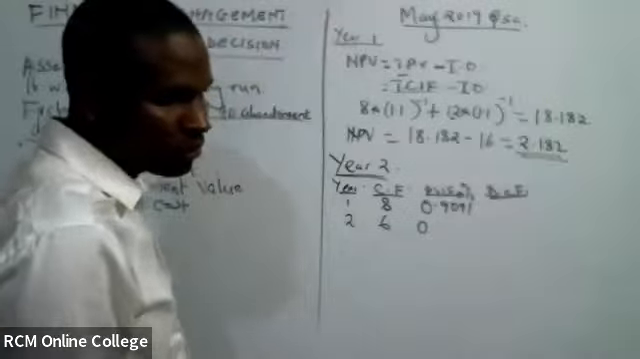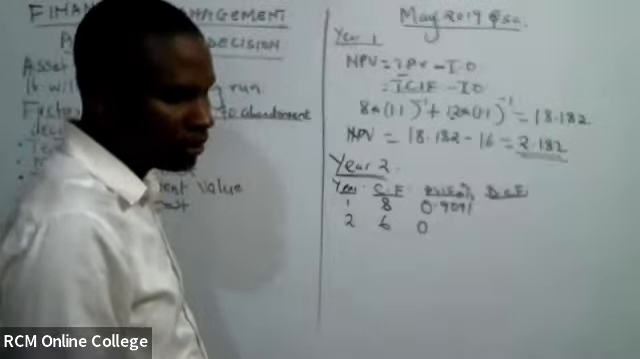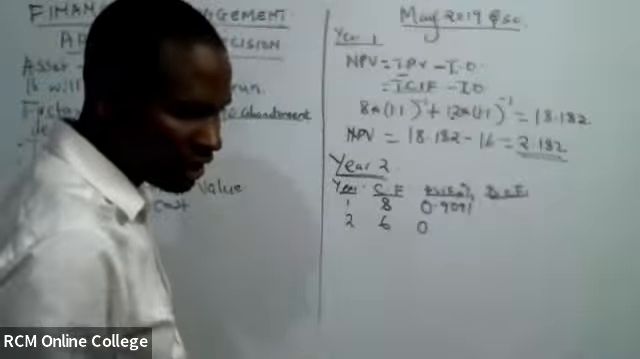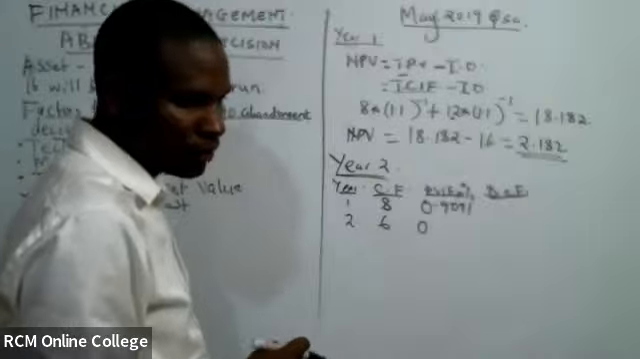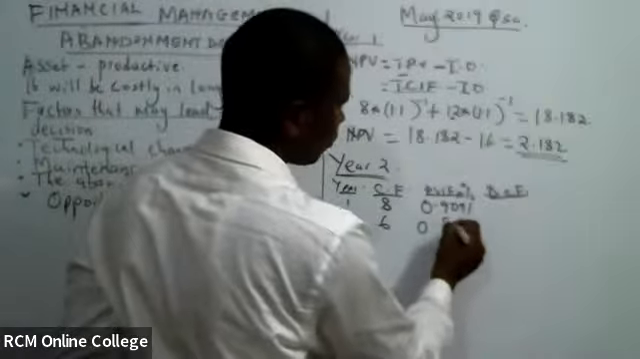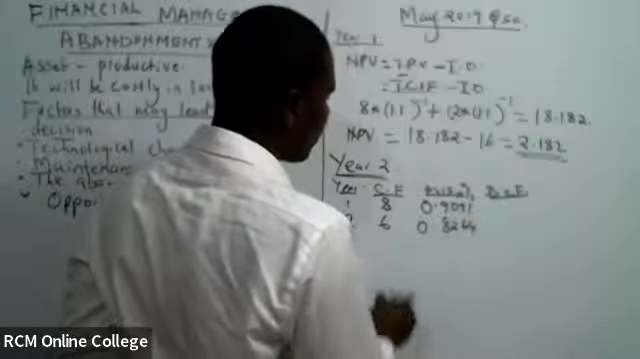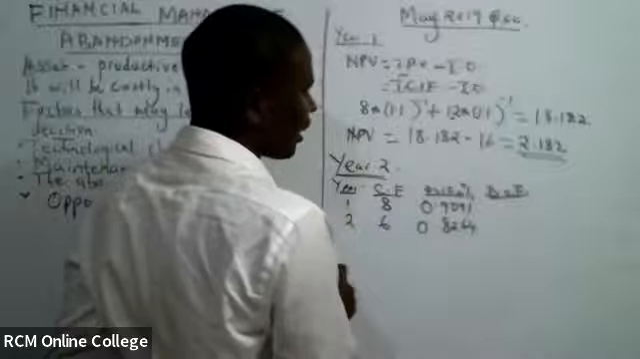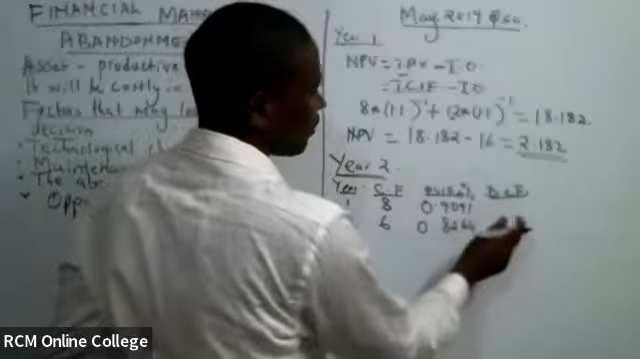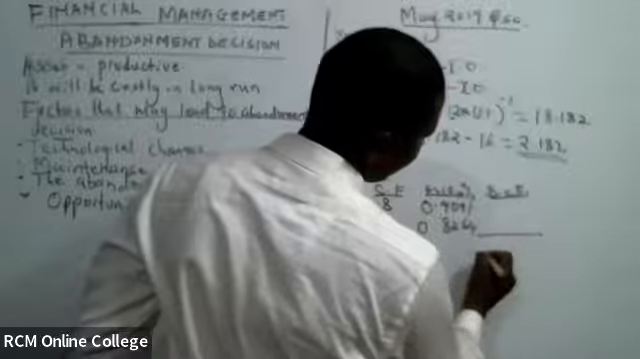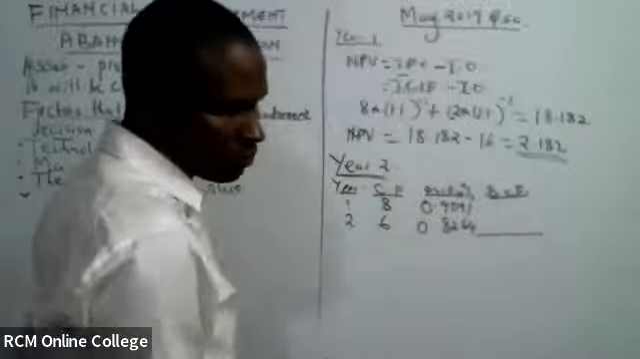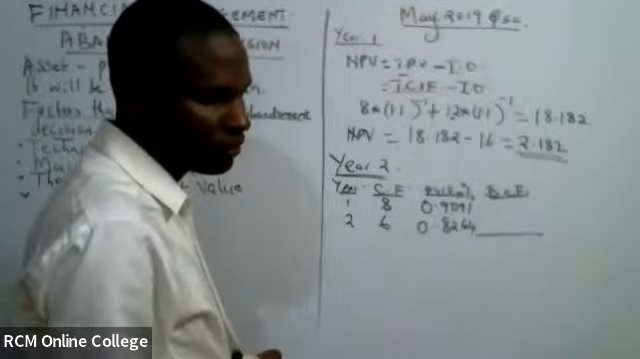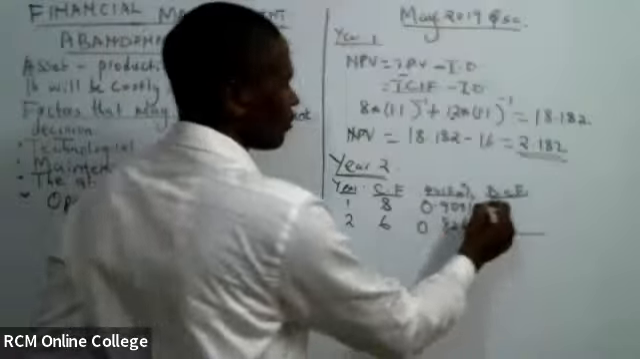The second year ni ngapi? Second year itakuwa ngapi? Second year class, how much shall we get? 8264. Now, can you multiply 8 times this tuweze kupata value yake, and then 6 times this tupate value yake, so that we get the total discounted cash flow for that. For the first year tunapata ngapi? 7.2727.